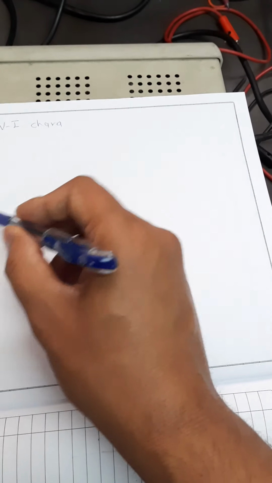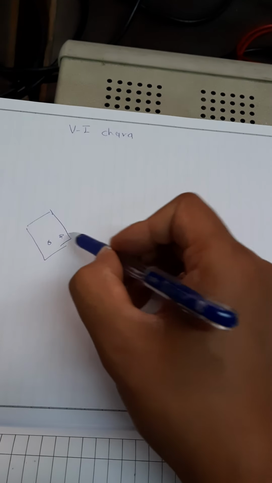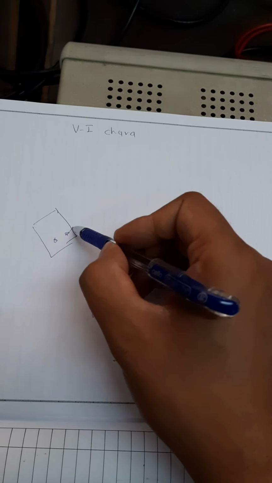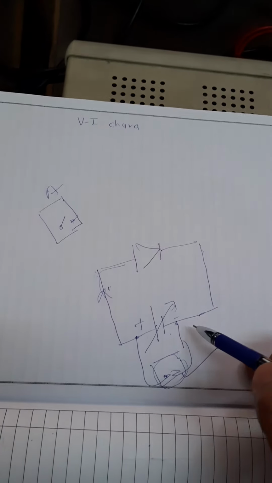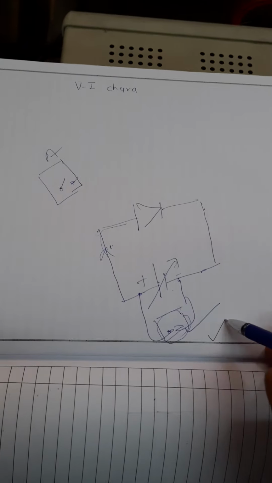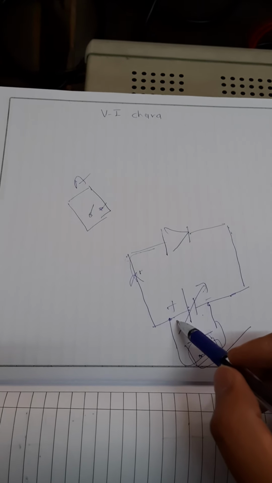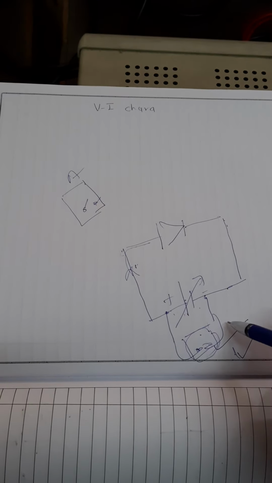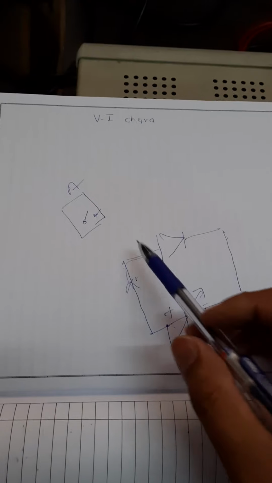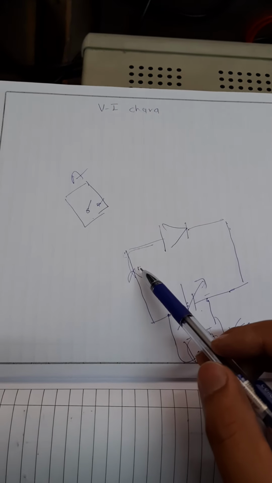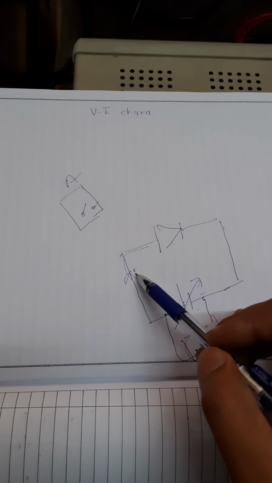We need a multimeter. Suppose this is your multimeter. One terminal is positive, and this terminal is negative. This one is used as an ammeter to measure current. This one is used as a voltmeter. This voltmeter is connected across the battery in parallel. To measure a voltage we connect a multimeter in parallel, and to measure a current we need to connect the ammeter in series in this circuit.